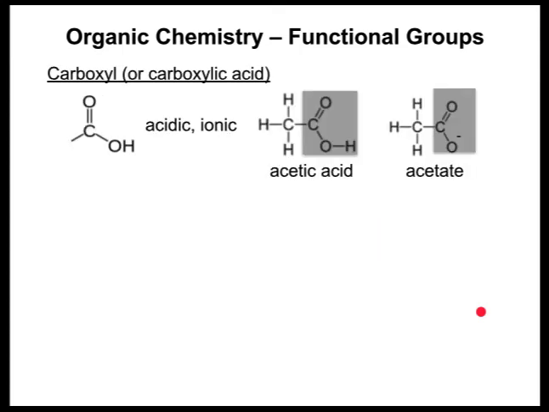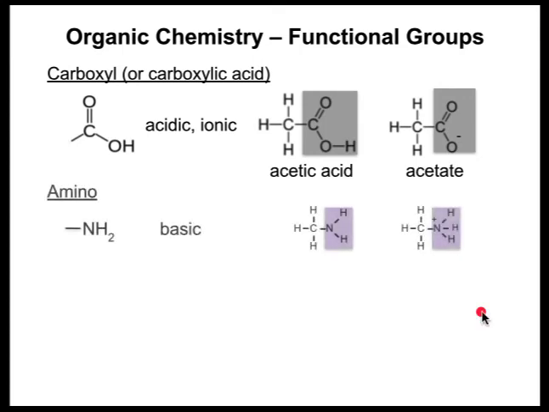The next functional groups we'll actually take in a pair. We'll talk about the carboxyl group and the amino group. Carboxyl group, which I like to call carboxylic acid group, others will call it just an acid, is this here, C double bond O bond OH. As the name implies, it is acidic.